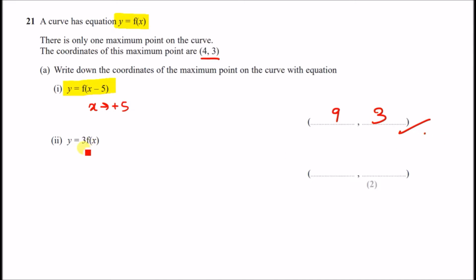For the second part, it says 3 times the function. So since y equals that function, we're going to multiply all the y terms by 3. So looking at the coordinate again, multiplying the y coordinate by 3, we're going to get (4, 9). Yep, and that's it for part A.